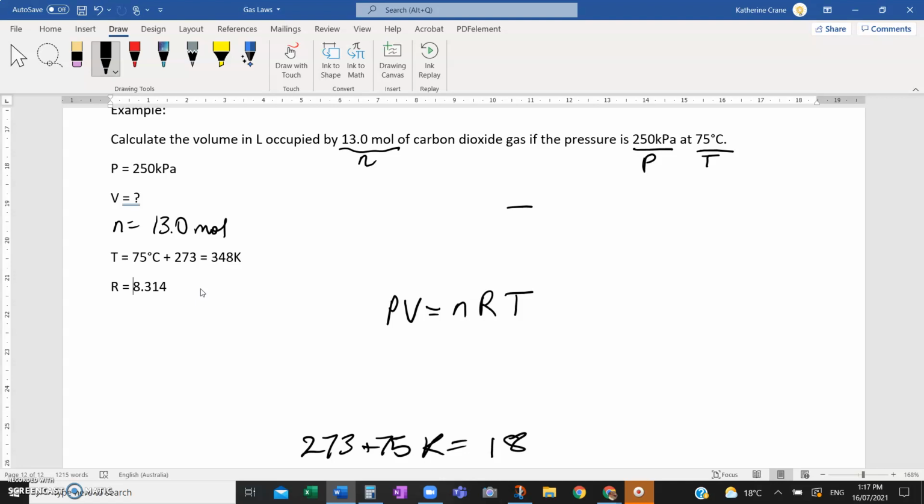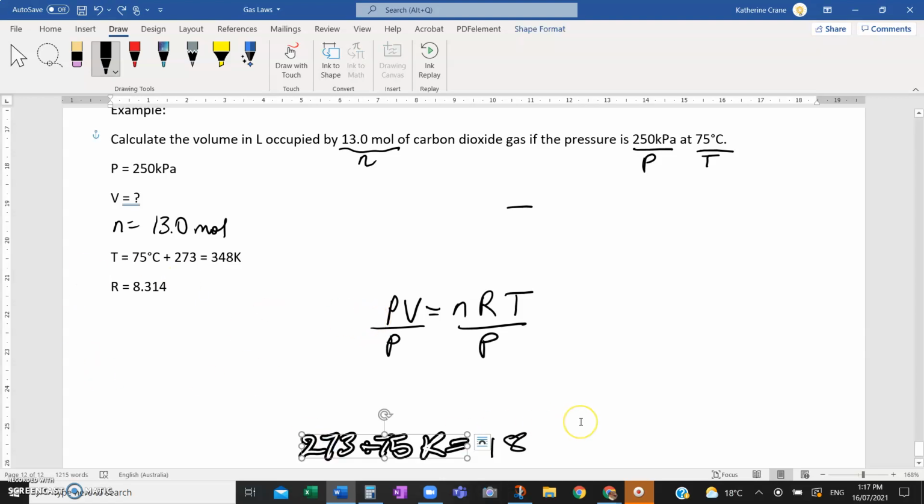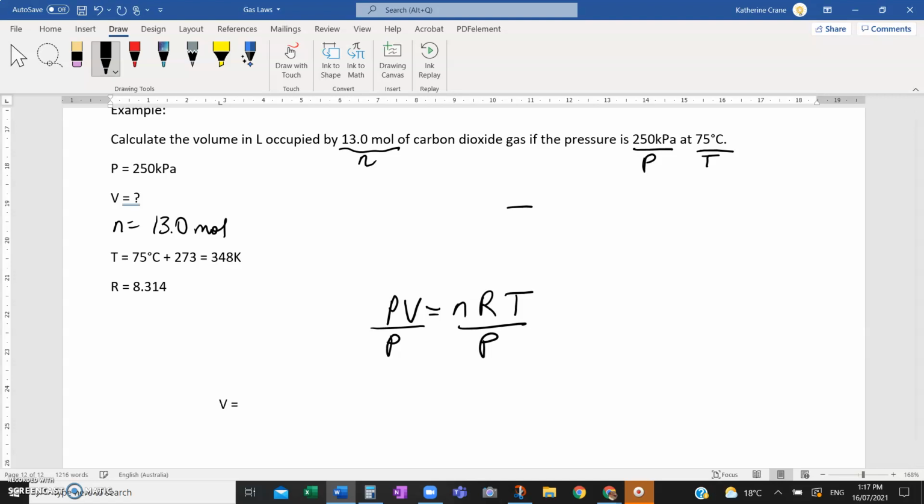We're looking for volume, so we divide this side by P, and divide this side by P. Basically, volume equals nRT divided by P. So we just substitute everything in. 13.0 multiplied by 8.314 times 348, and all that divided by 250.